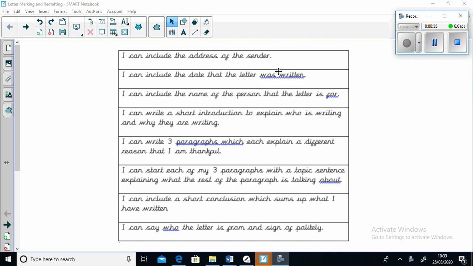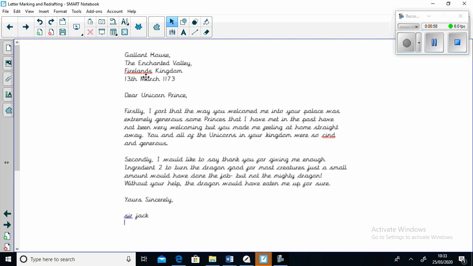This success criteria lists all the things that you should have included in your letter to make it really successful. What I'm going to do is work systematically, that means step by step, through the success criteria and mark my work. Okay, the first piece of success criteria: I can include the address of the sender. Let's have a look at my letter.